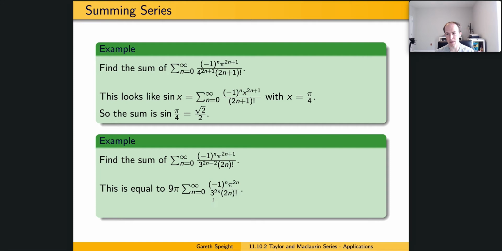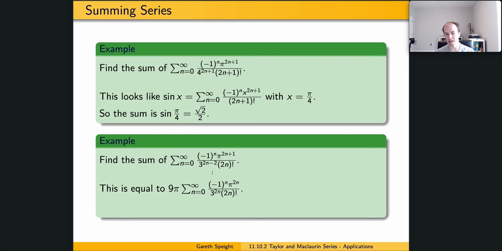So let's just check that it's equal to what we started with. If we bring in the π, we get π times π^(2n) gives us π^(2n+1). And then we have 9 over 3^(2n-2). That's 3 squared over 3^(2n-2). If we divide top and bottom by 3 squared, it's the same as 1 over 3^(2n-2).